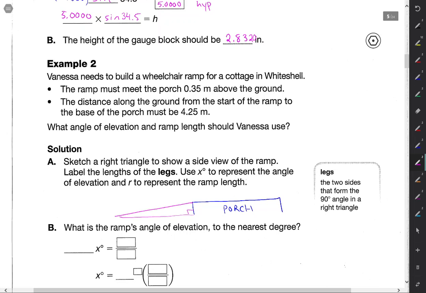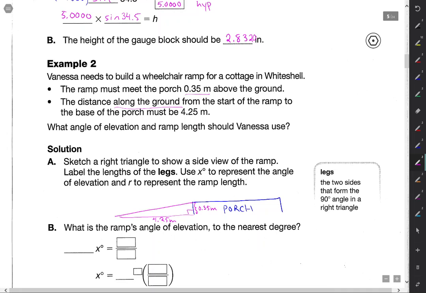It says the ramp must meet the porch 0.35 meters above the ground. So this height over here is going to be 0.35 meters. And then it says the distance along the ground from the start of the ramp to the base of the porch must be 4.25 meters. So that says distance along the ground. So that's this number down here, 4.25 meters.